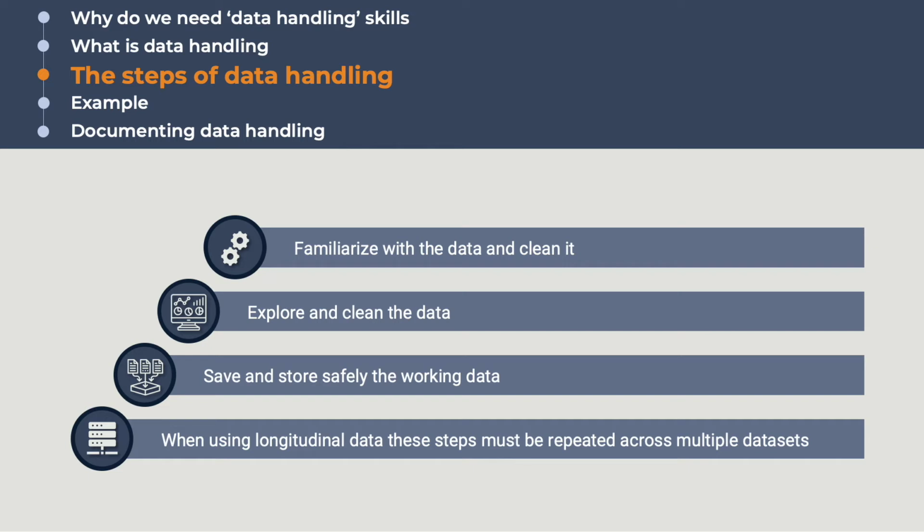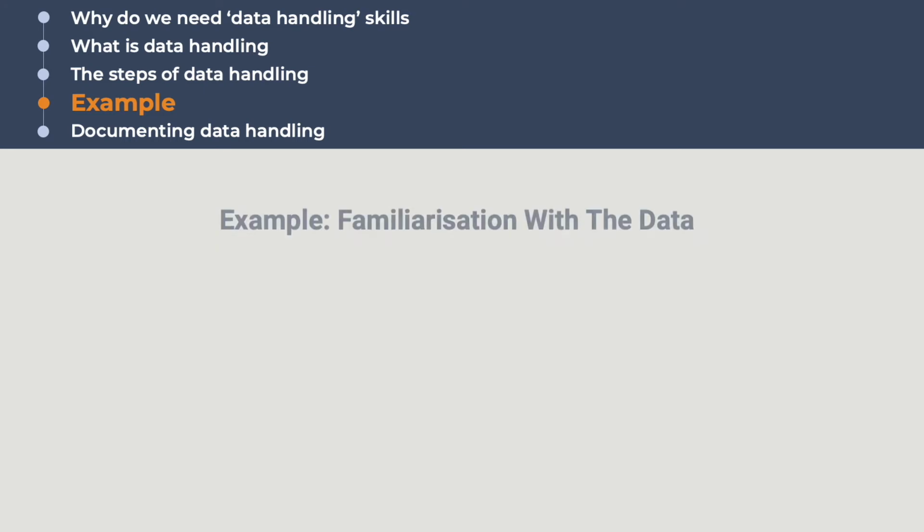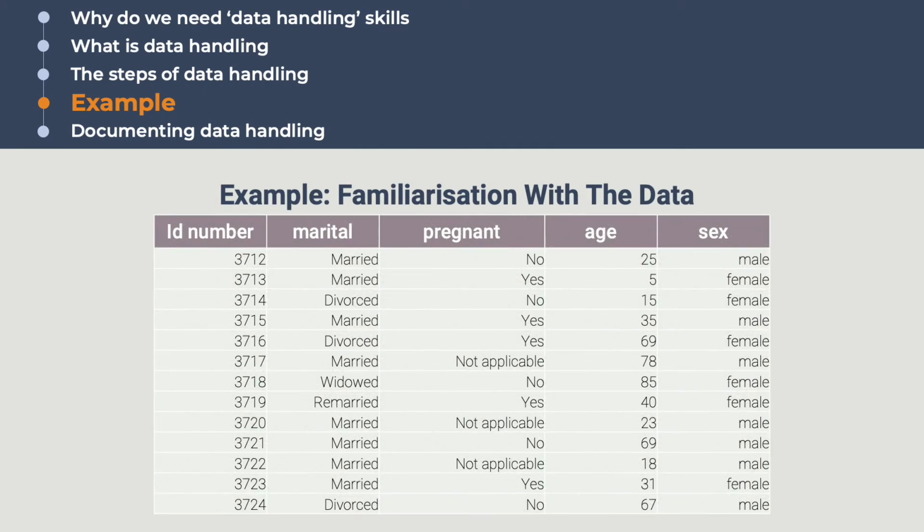Let's see why these steps are important through a simple example. Suppose we have data on 13 people. The variables of interest are the ID number of the person, as names are not disclosed, marital status, pregnancy status, age, and gender. In real life, the dataset will be much larger, and when the study is longitudinal, the variables of interest will be collected at several points in time for each respondent.